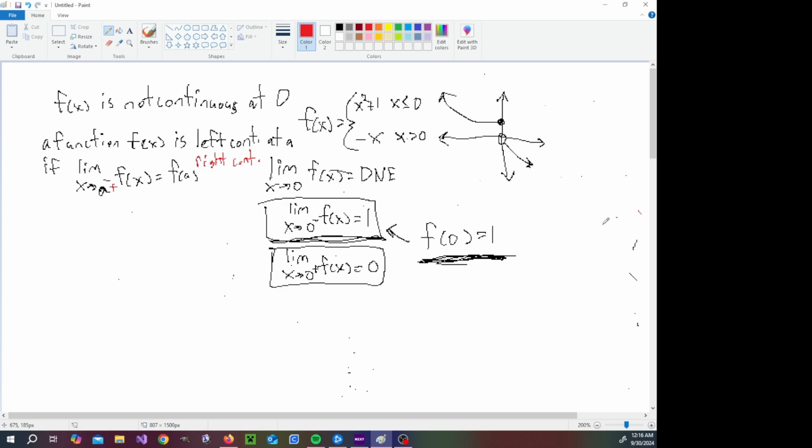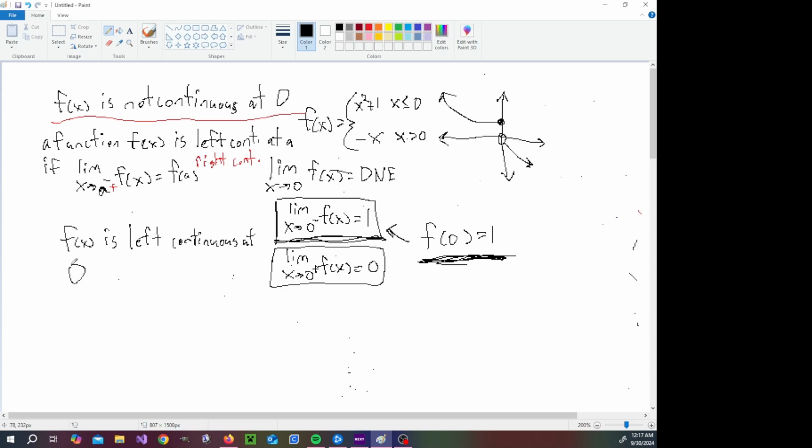So which is this? Well, even though f of x is not continuous at 0, f of x is right. Sorry. Which limit agrees? The left-hand limit agrees. So our function is left continuous at 0.